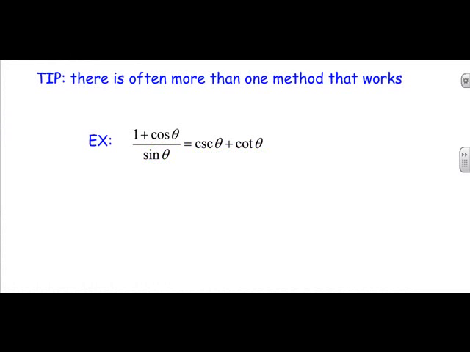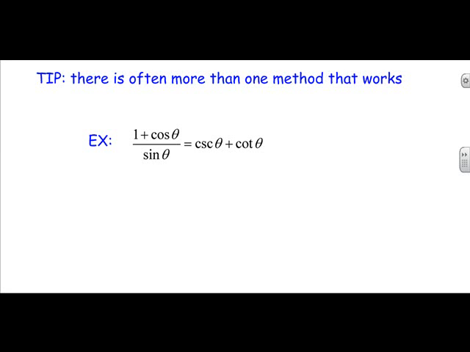Next tip when you're thinking about proving identities or verifying identities is that there is often more than one way to work a problem. More than one method can possibly work. And here's an example that I can, off the top of my head, think about working two different ways.